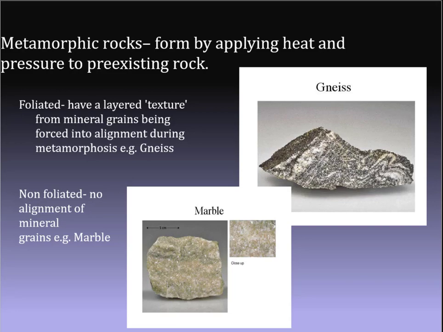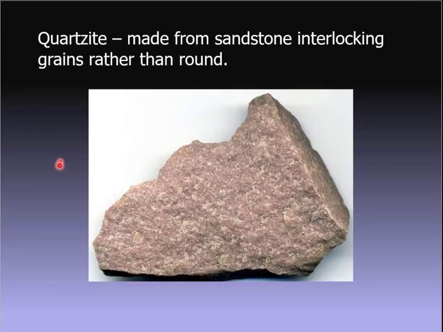That's the foliation. Non-foliated metamorphic rocks don't have that mineral alignment or that texture to them. You can see a piece of marble down there that doesn't have any foliation in it. Marble's not the only non-foliated metamorphic rock. There's a few. Here's a quartzite made from sandstone. So you take a quartz sandstone and you apply heat and pressure to it, you make a quartzite. These can be a little tricky to tell apart.